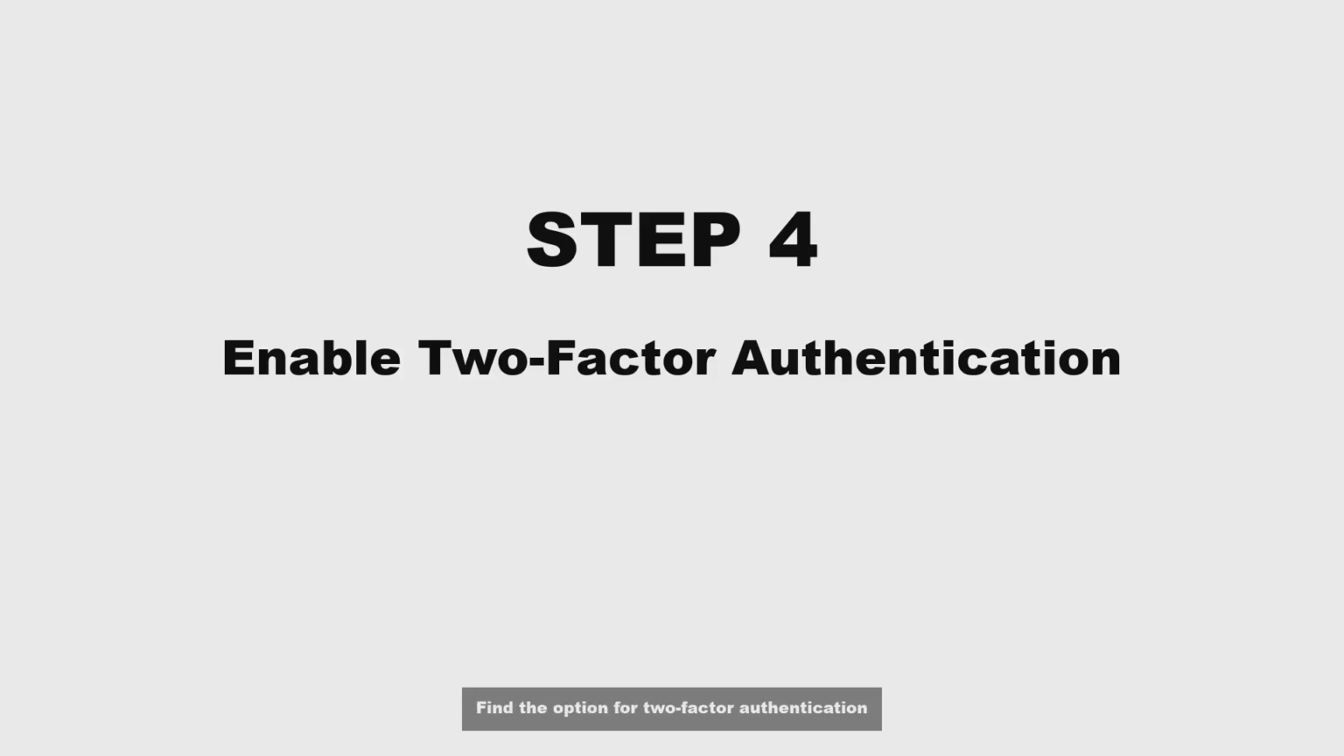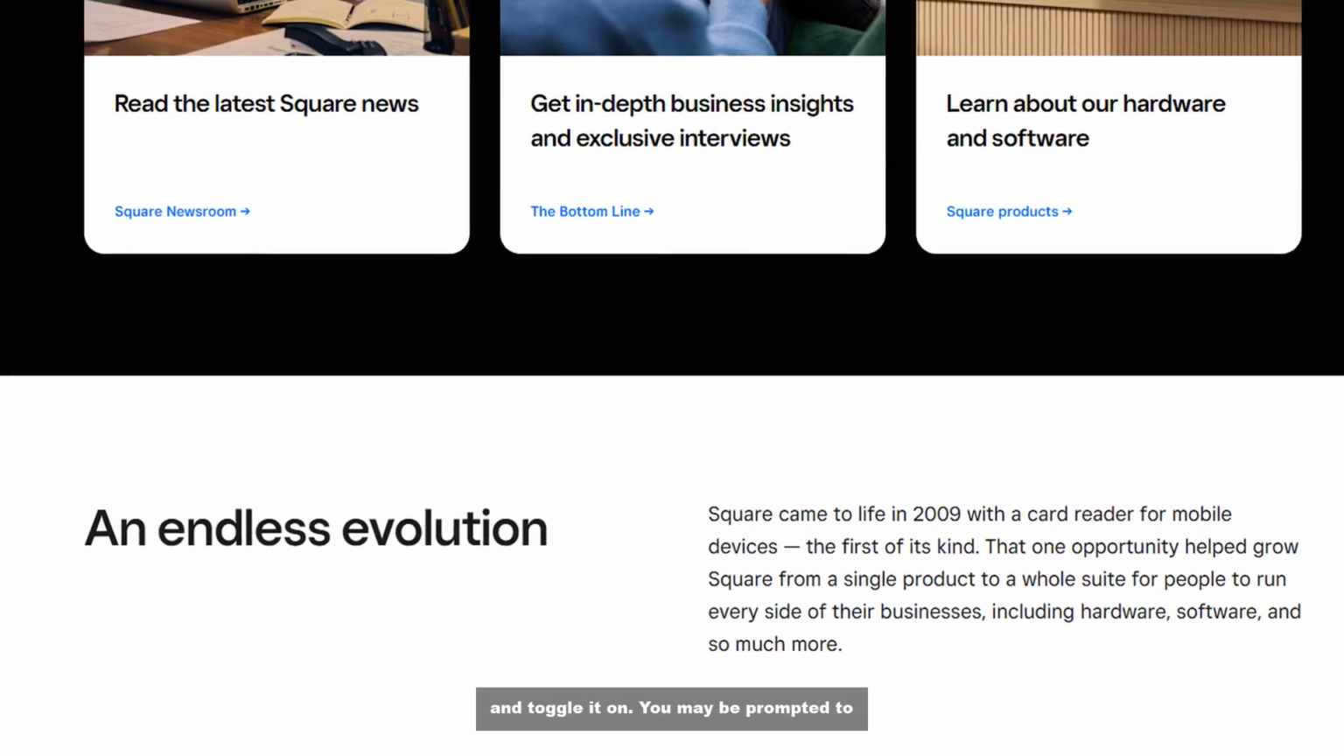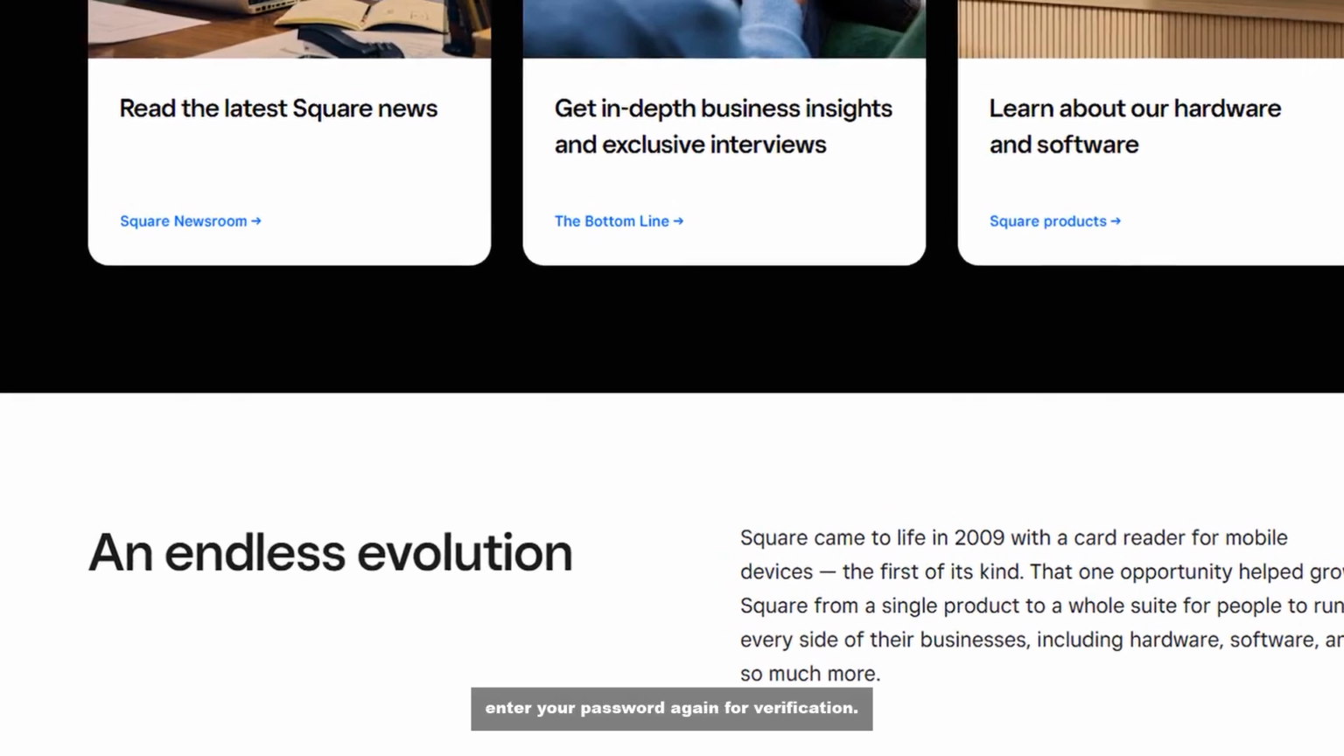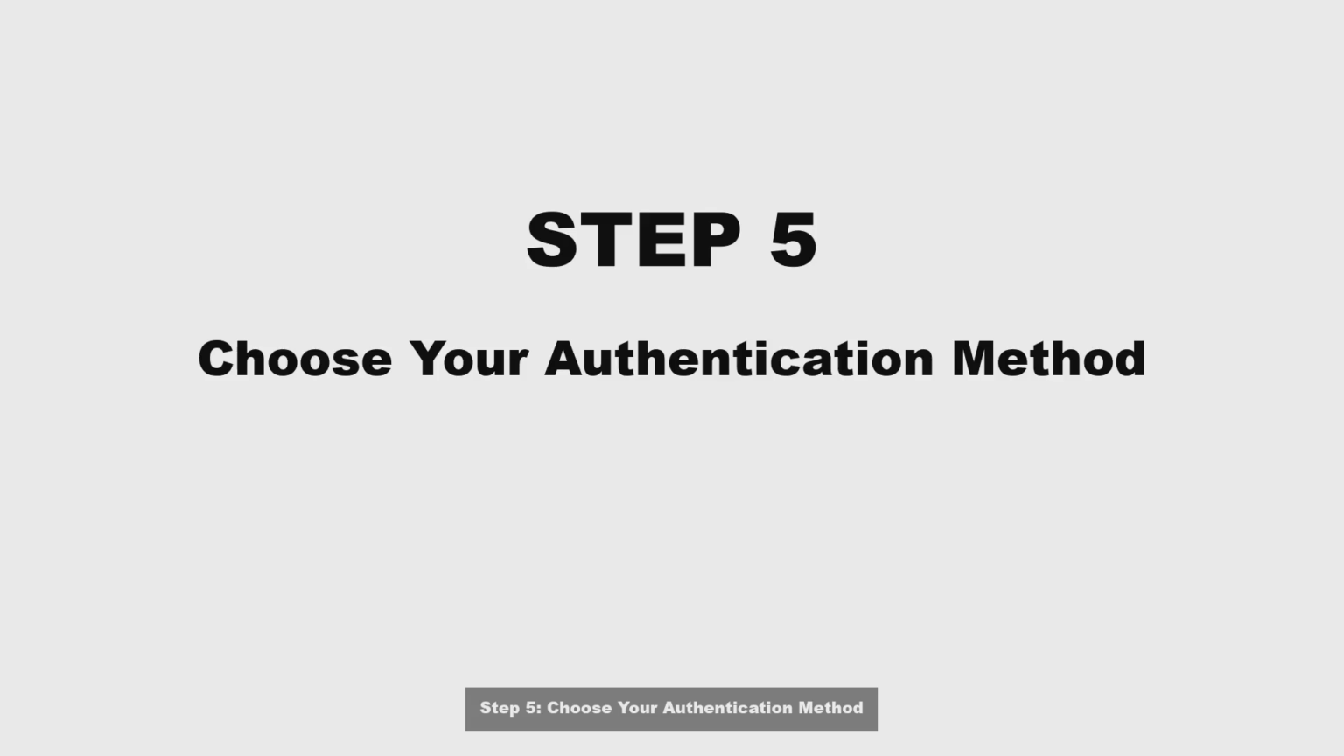Step 4. Enable two-factor authentication. Find the option for two-factor authentication and toggle it on. You may be prompted to enter your password again for verification.